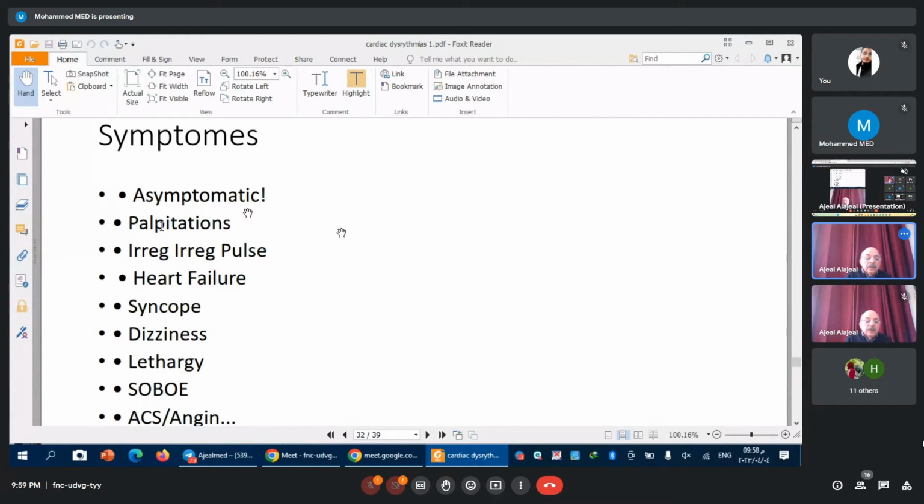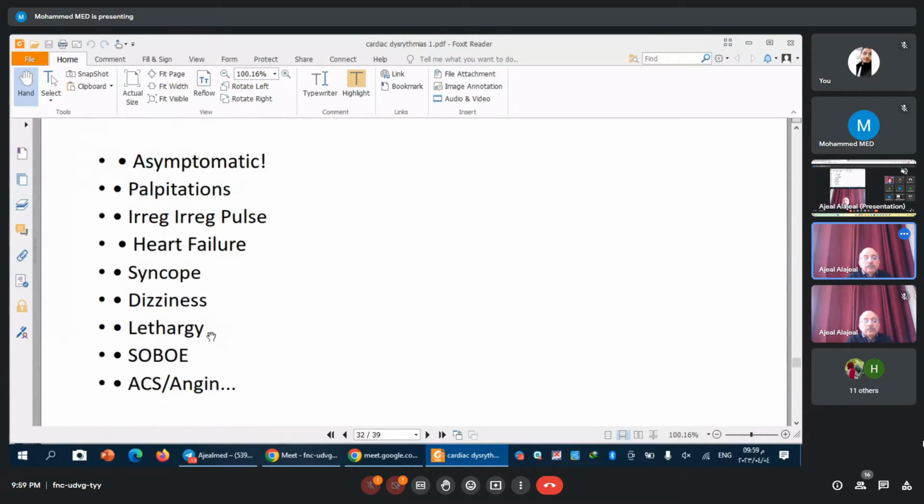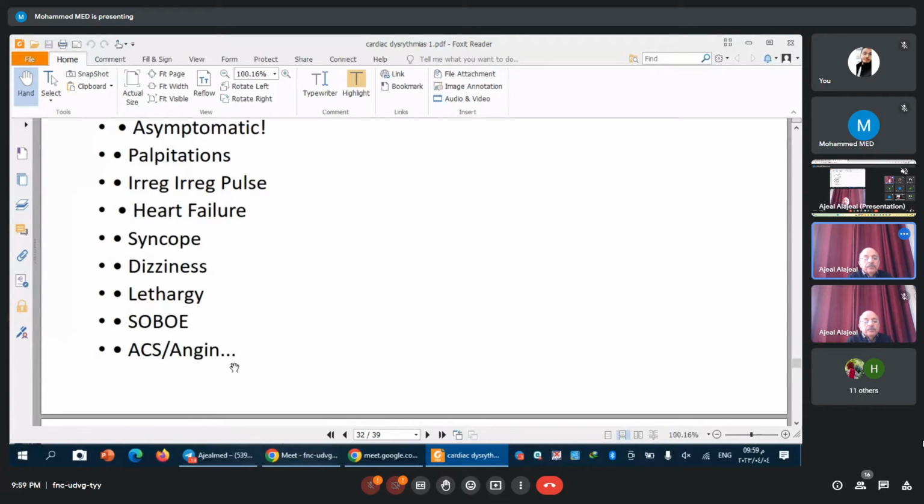As I said earlier, if the patient is standing, he may fall to the ground, but once he is on the ground, he will regain consciousness. Lethargy, shortness of breath, acute coronary syndrome and angina, all these are possible with rapid AF because the oxygen demand of the heart will increase. Next slide, please.